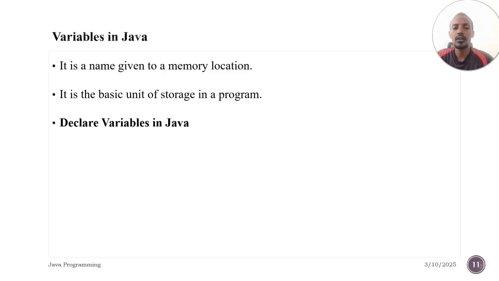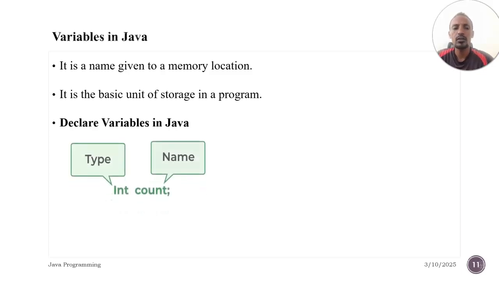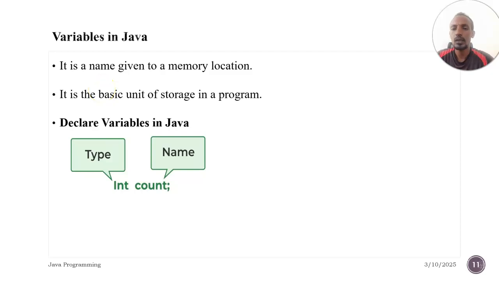How do we declare variables in Java? First, we use the type, what we call the data type. Then the name, which is the identifier, that identifies the location, the variable. For example, int is the data type and count is the identifier. So this is a declaration of a variable in Java.